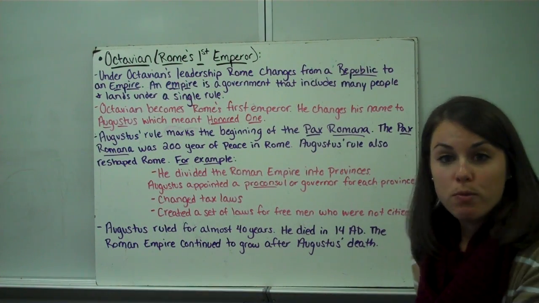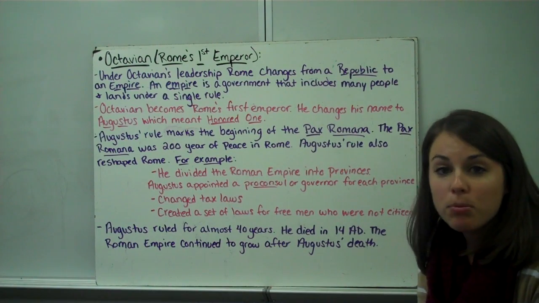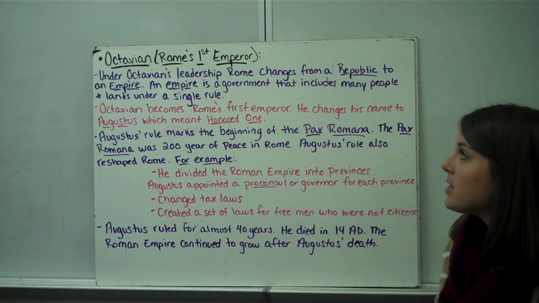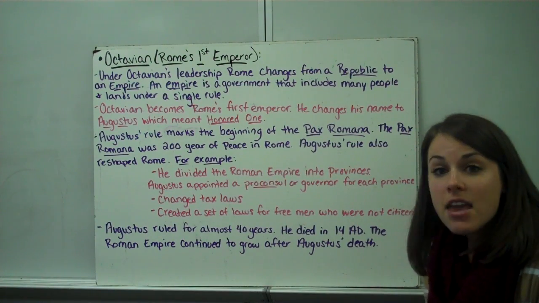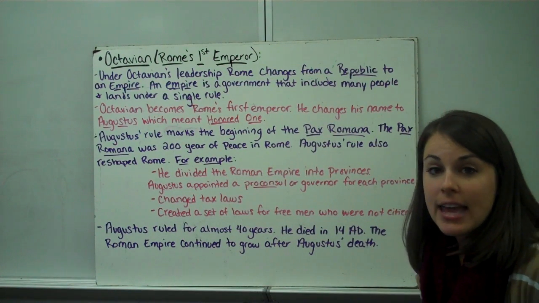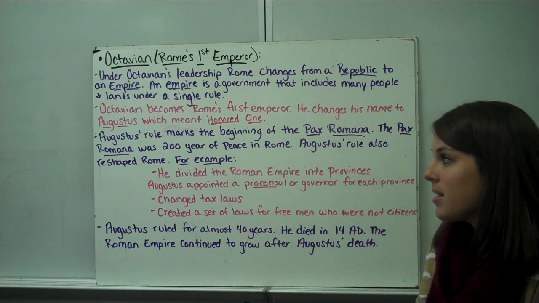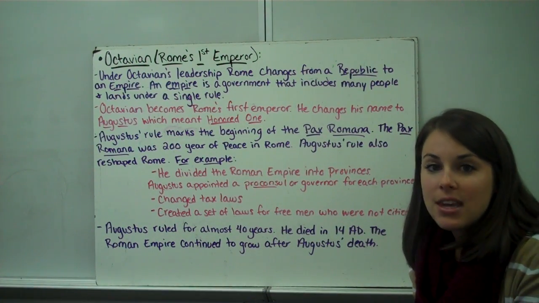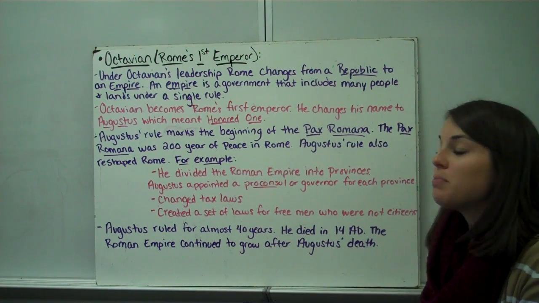Octavian, or Rome's first emperor. Under Octavian's leadership, Rome changed from a republic to an empire. An empire is a government that includes many people and lands under a single rule. Octavian became Rome's first emperor, and he actually changed his name to Augustus, which means honored one. Augustus's rule marks the beginning of what we call the Pax Romana. The Pax Romana was 200 years of peace in Rome.